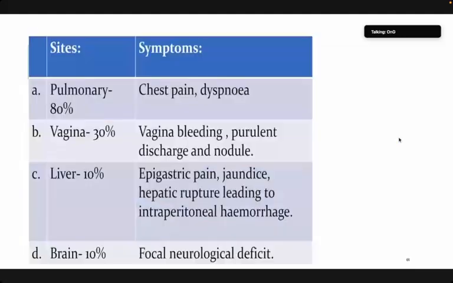So this is just the table showing the commonest sites of metastasis. Pulmonary is your commonest site, and brain metastasis is about 10%, and patients may present with focal neurological deficits.